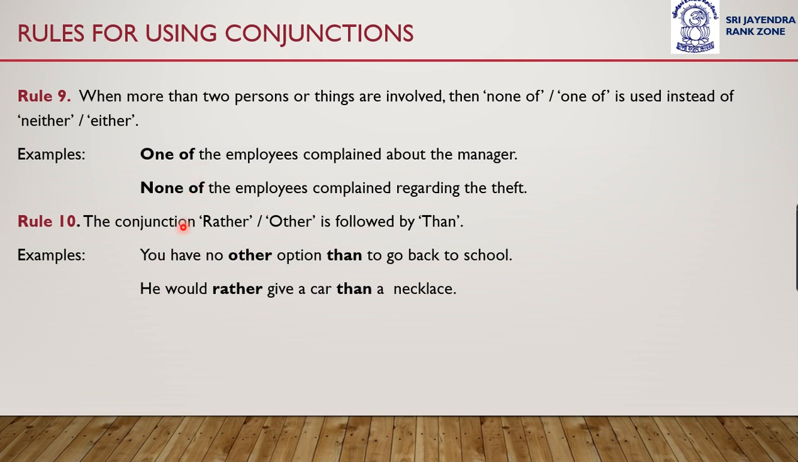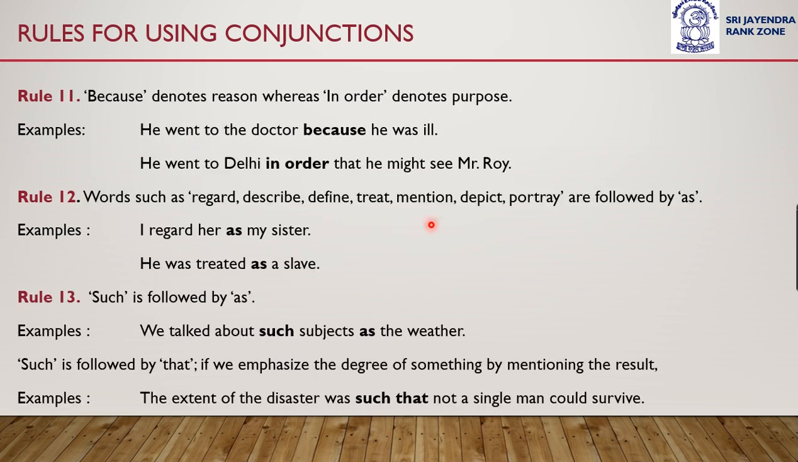Rule number 10. The conjunction rather or other is followed by than. They are also correlative conjunctions. For example, you have no other option than to go to school. He would rather give a car than a necklace. So the conjunctions rather or other should be followed by than. Okay, let's move on to rule number 11.